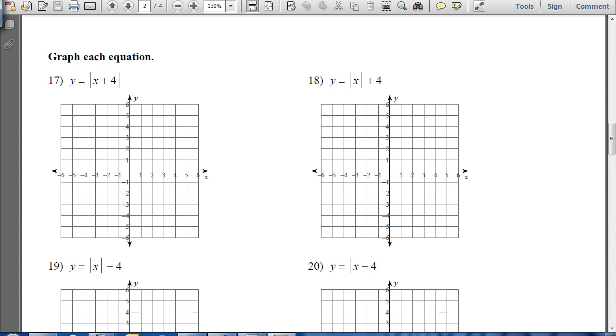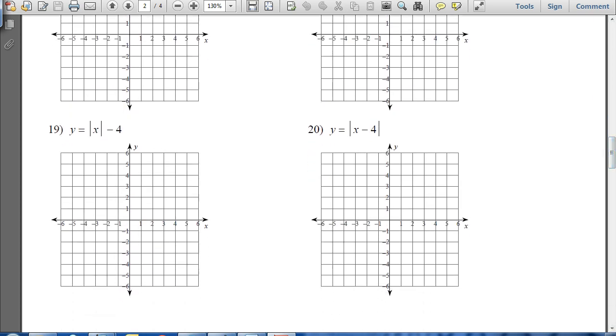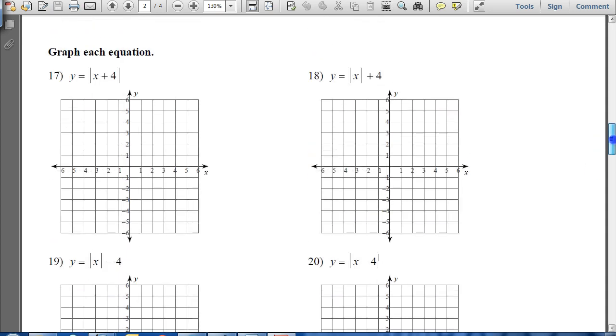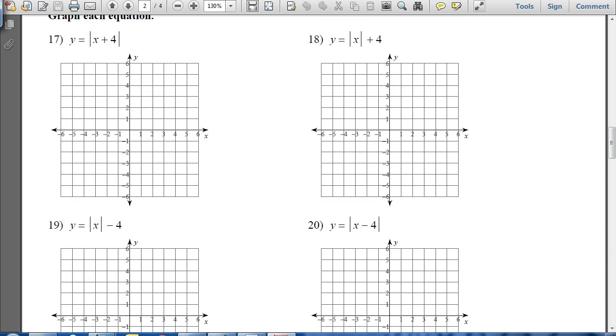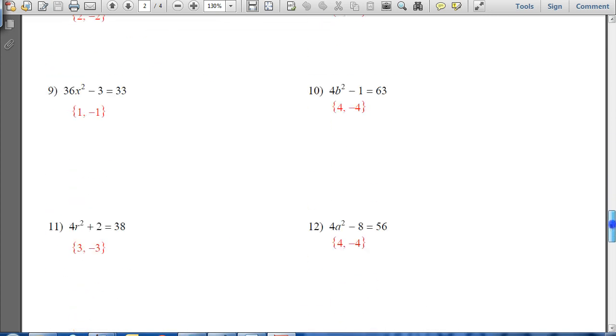If you notice, we have y equals absolute value of x plus 4. The next problem was y equals absolute value of x, and then plus 4 was on the outside of it. Here we had the absolute value of x, and then the minus 4 was outside of it, and here we have y equals absolute value of x minus 4 inside the absolute value. Now, all four of these graphs look like they'd be very similar. Let's look at what the answers look like.